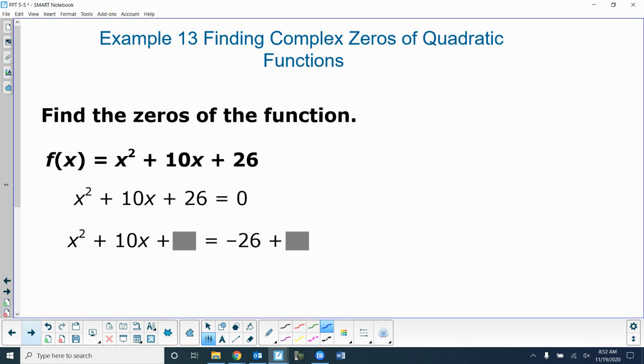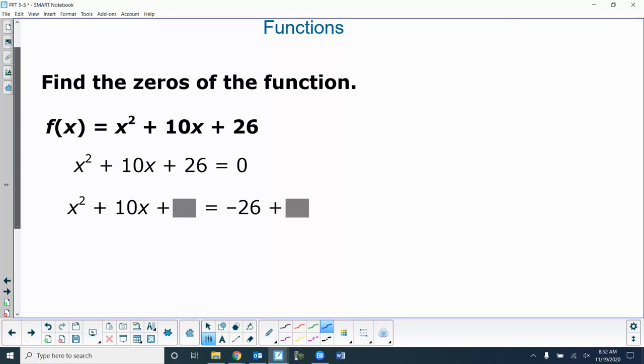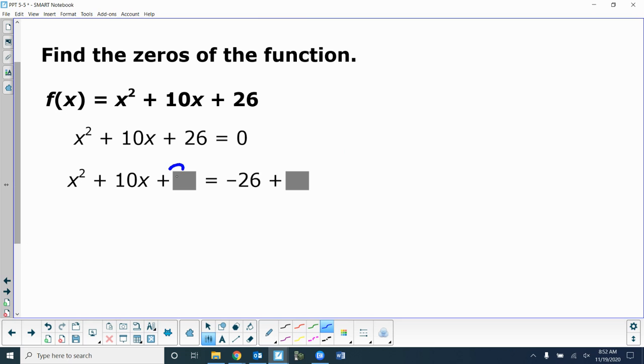Now, finding zeros. Again, is 26 one of those a perfect square? No. Are there factors of 26, 1 and 26, 2 and 13, that add up to 10? No. So we have to complete the square. What goes in the blank? 25.